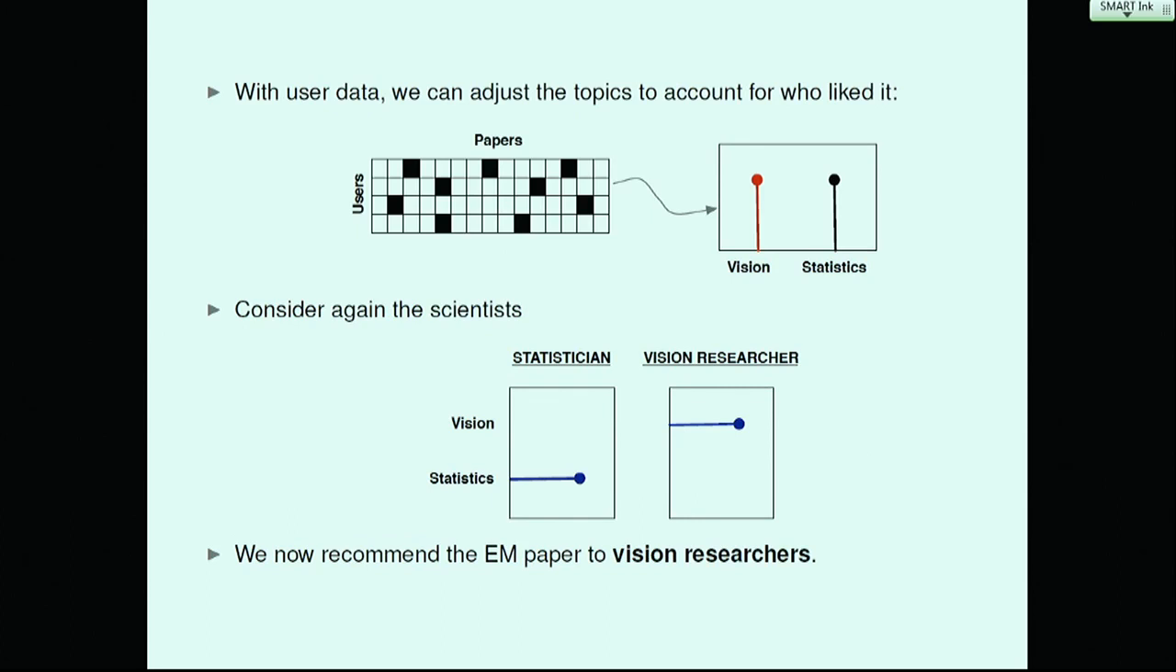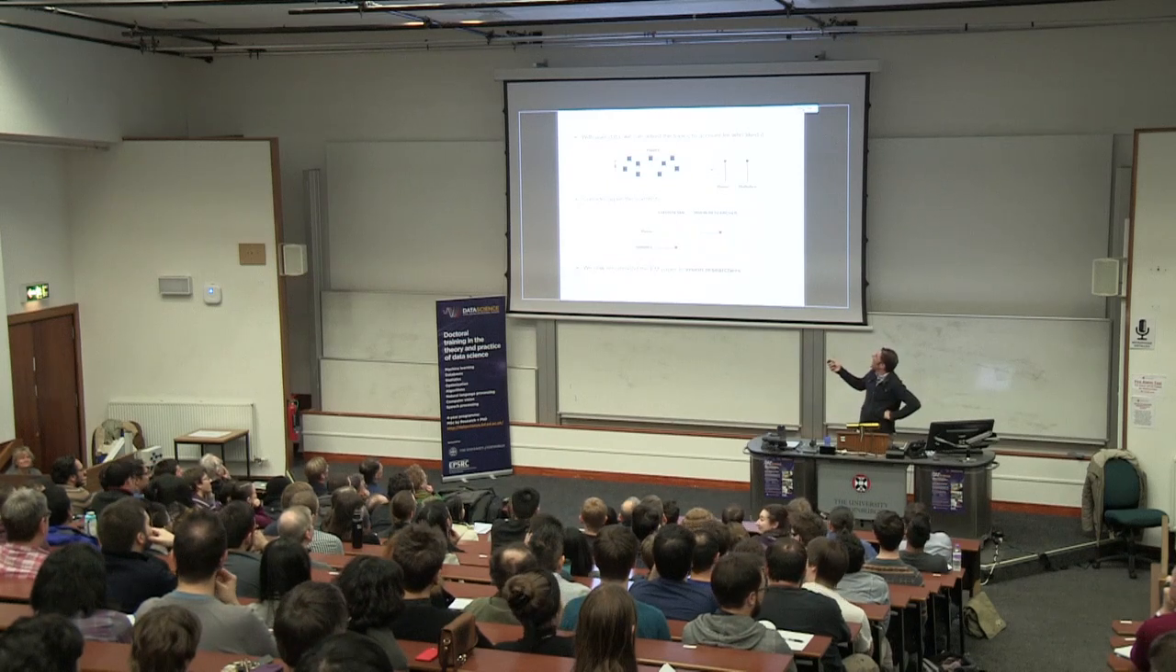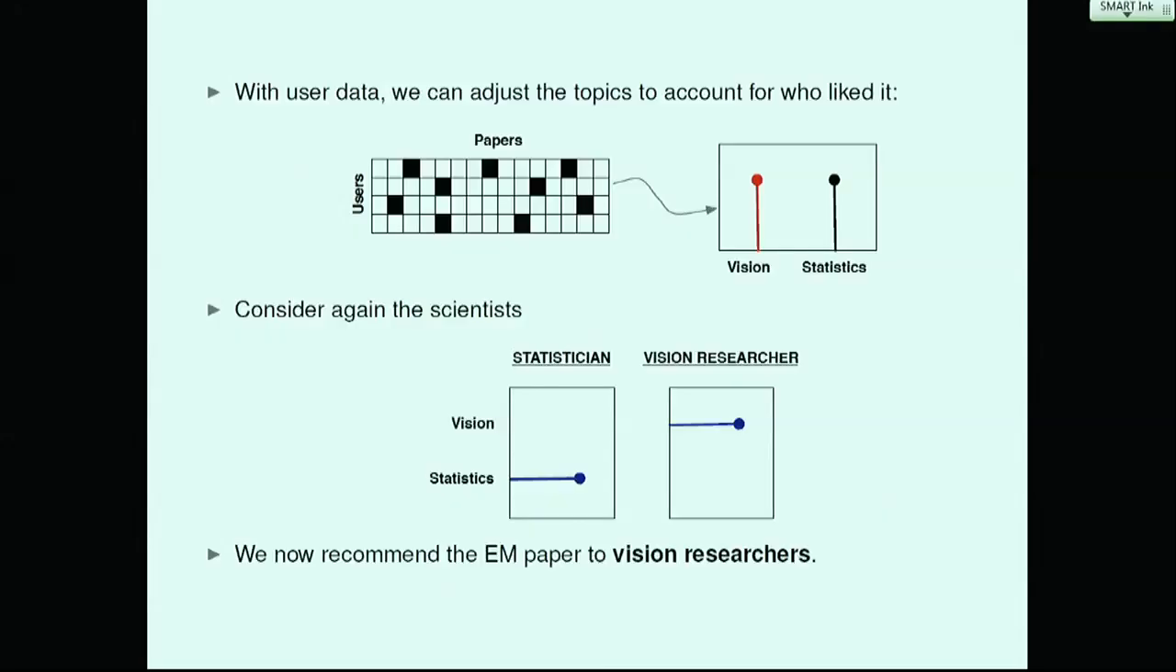But fast forward to this room where you've all heard of the EM paper, and I should ask, how many of you have the EM paper in your BibTeX file? Okay, somewhere in between. With the user data, we now know who's reading the EM paper. We have users and papers. And from that data, we should be able to detect that it's not just statisticians reading the EM paper, it's computer vision researchers as well. So we're going to represent the EM paper both as a statistics paper, but also as a computer vision paper, thanks to this user behavior data. Intuitively, we should be able to do that. And now you consider the scientists again, and you recommend the EM paper to the computer vision researchers.